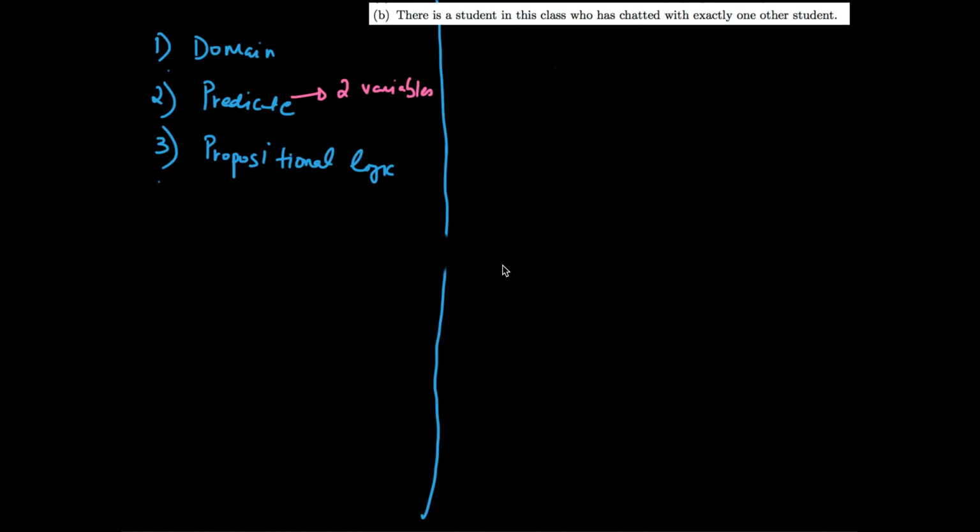Welcome again. So we'll look at the second problem from your mini assignment. The problem here is there's a student in this class who has chatted with exactly one other student. First thing, I'm asking you to create a domain here.